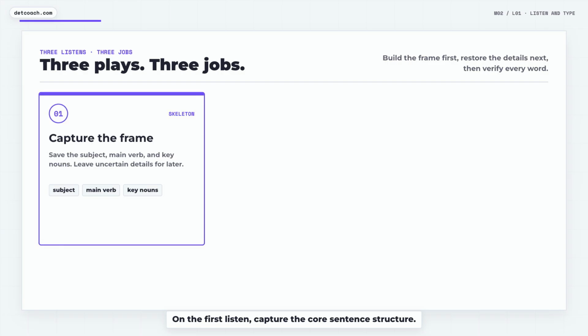On the first listen, capture the core sentence structure. Focus on the subject, main verb, and key nouns. Type whatever you are sure you heard. If you miss an article, preposition, or word ending, leave it for now. Do not get stuck on a single word.